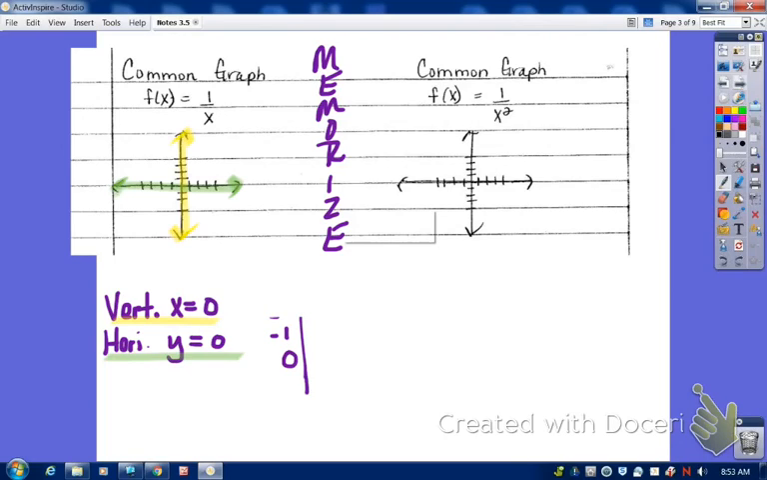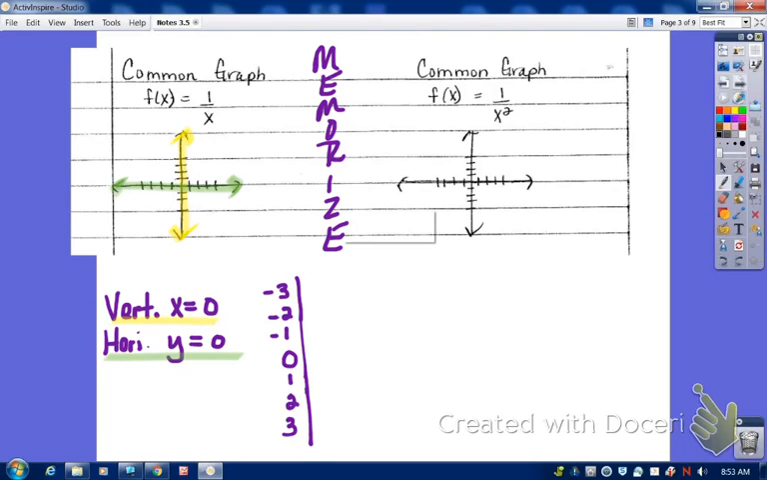And you're going to pick a few x's to the right of 0. Because if 0 is where I have an excluded value, then I'll have two pieces to this graph. I'll have a left-hand piece and I will have a right-hand piece. If you have two vertical asymptotes, then your graph will have three pieces. If you have one vertical asymptote, then your graph will only have two pieces. So these are your notes.